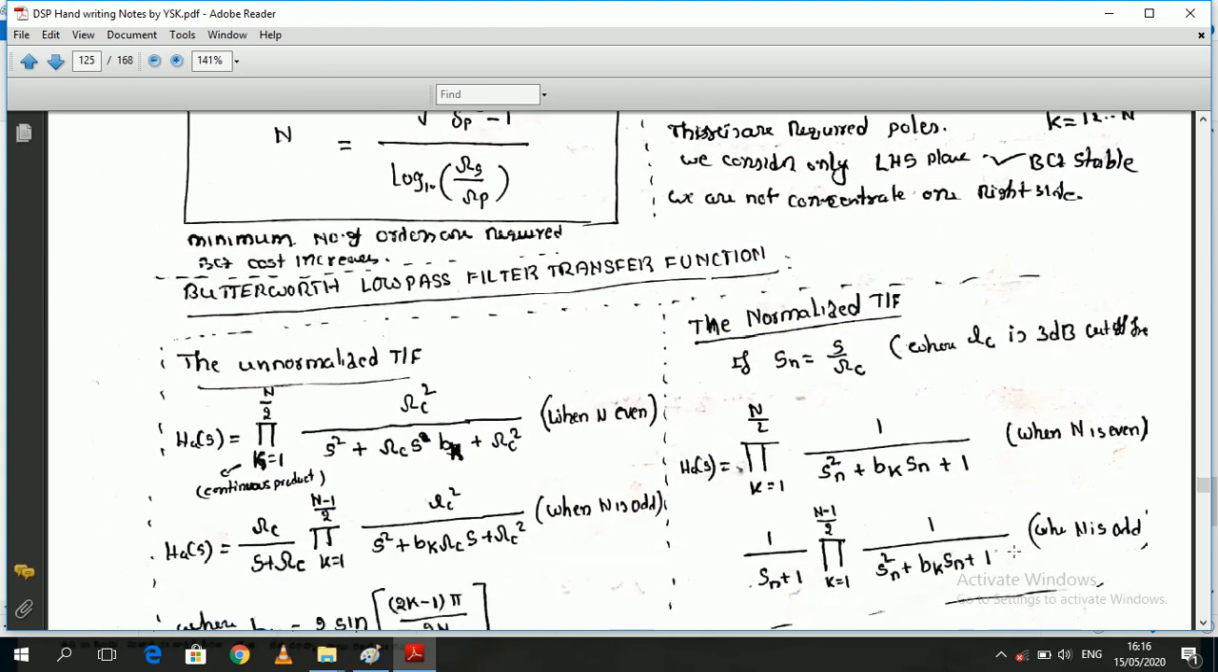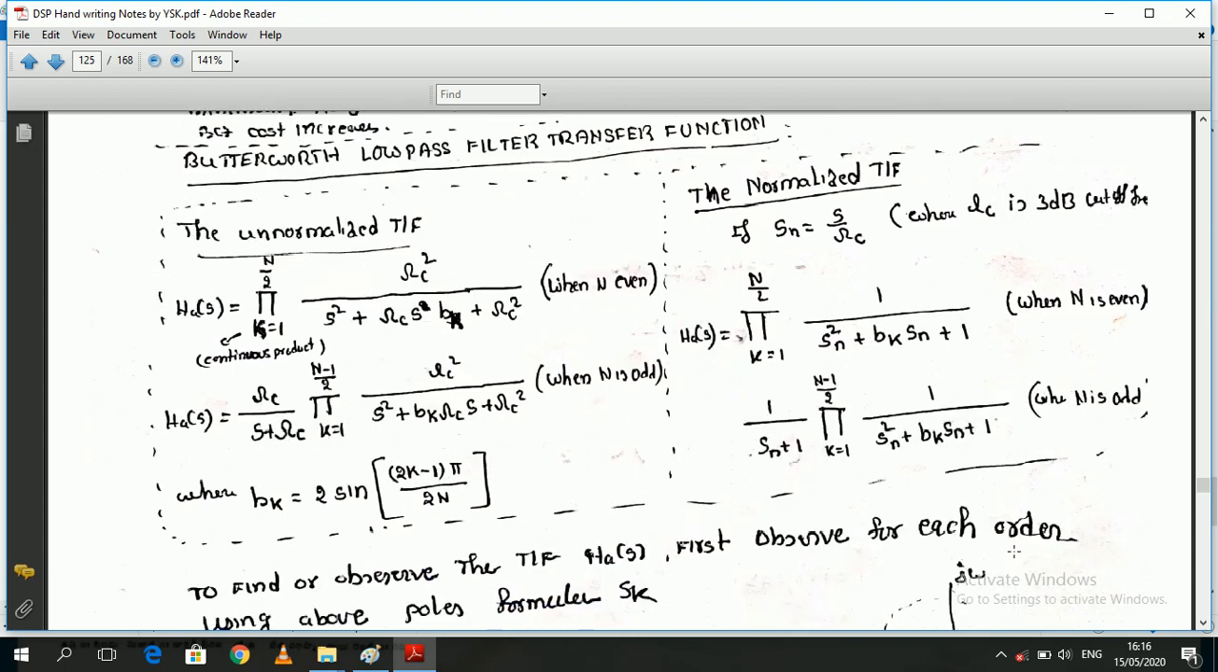Okay. And now the Butterworth low pass filter transfer function. This is the main transfer function formula. For the normalized transfer function, this is for the unnormalized frequency.